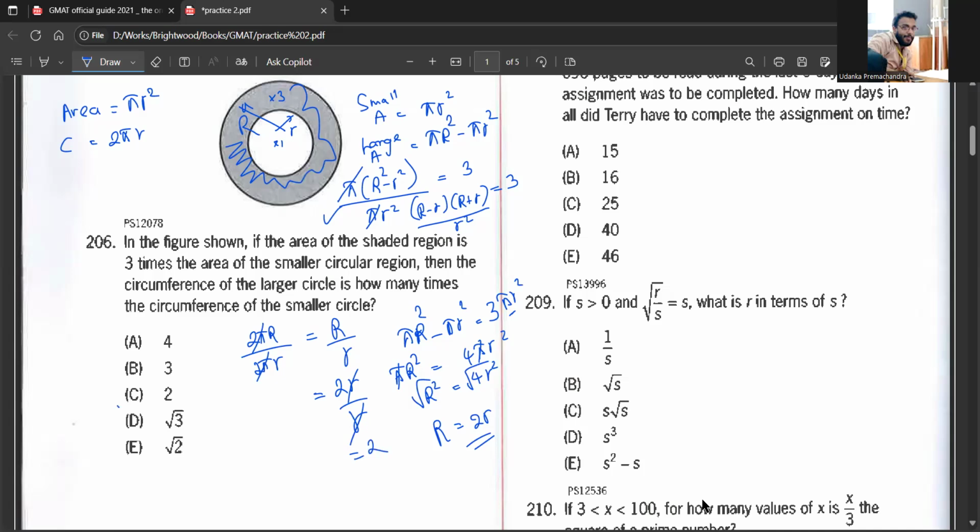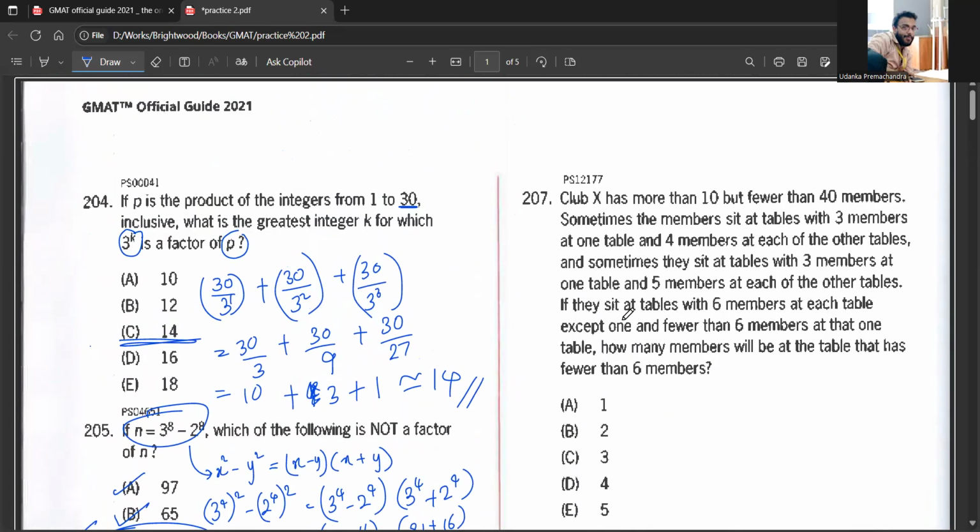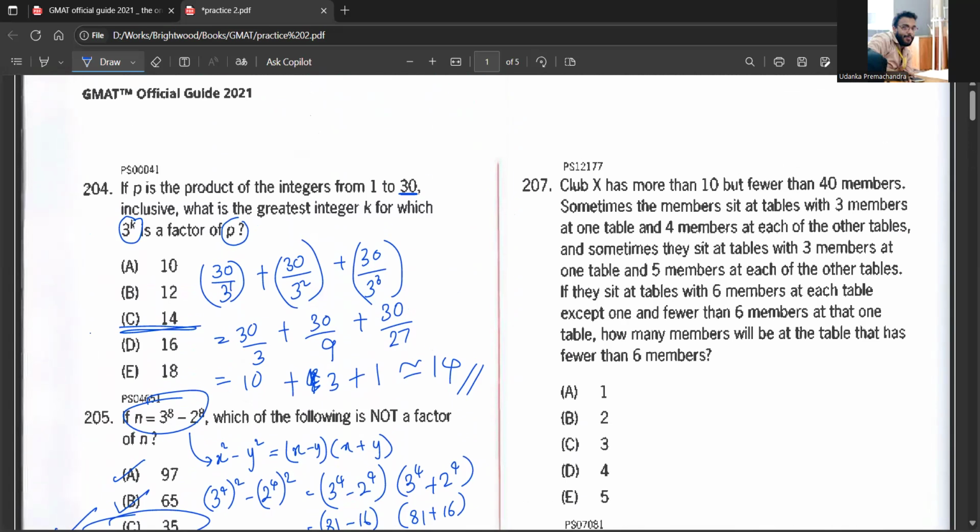So how many times? The circumference should be what? 2 times that one. If you go like that, it is easy. Otherwise, it takes more and more time. Clear? It takes more and more time otherwise.